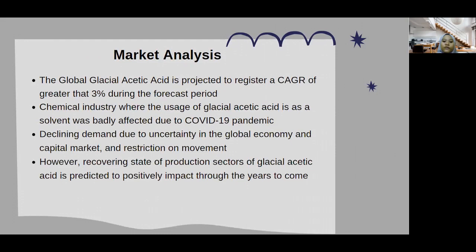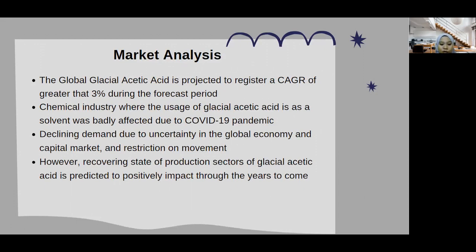Next, we will move to the market analysis. The global glacial acetic acid, also known as anhydrous acetic acid, is projected to register a CAGR of greater than 3% during the forecast period.